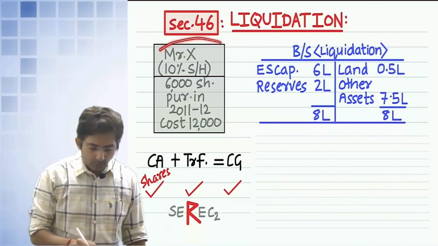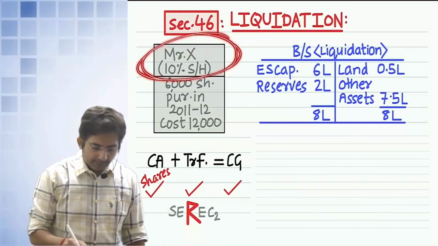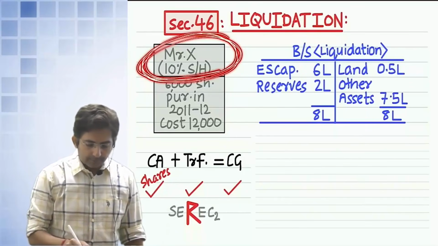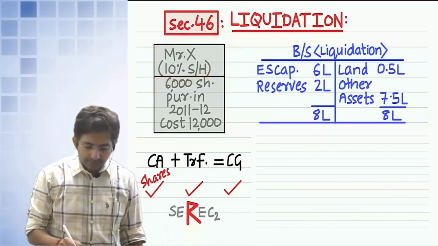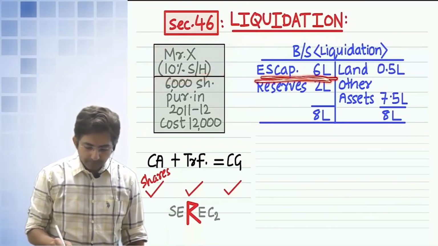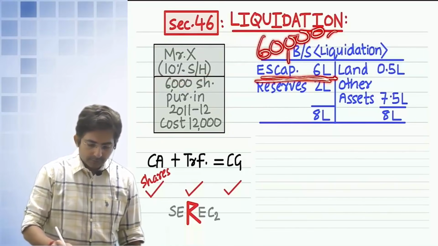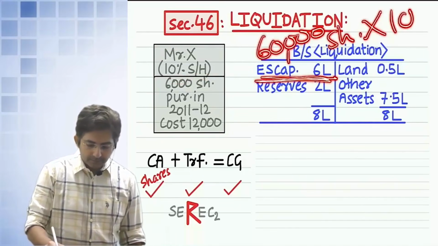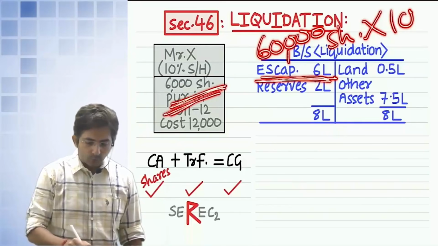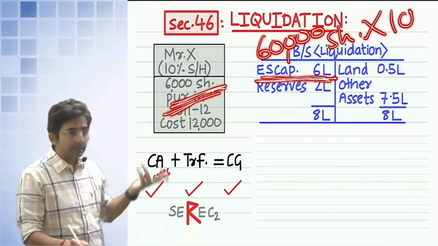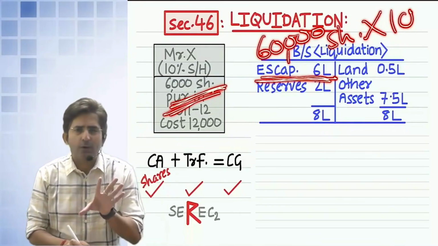Assume there is a shareholder, Mr. X, and he is having how much shares? 10%. The company share capital is 6 lakhs. I am assuming there are 60,000 shares of rupees 10 each, of which Mr. X is holding how much? 6,000. So he is a 10% shareholder, right?